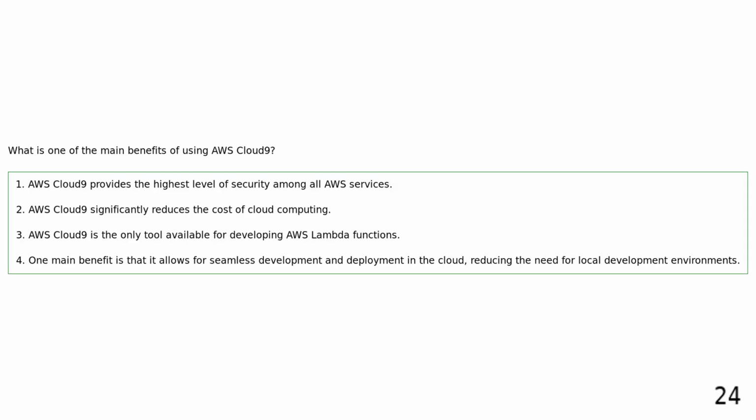What is one of the main benefits of using AWS Cloud9? AWS Cloud9 provides the highest level of security among all AWS services. AWS Cloud9 significantly reduces the cost of cloud computing. AWS Cloud9 is the only tool available for developing AWS Lambda functions. One main benefit is that it allows for seamless development and deployment in the cloud, reducing the need for local development environments. AWS Cloud9 simplifies cloud-based development and deployment, making local setups unnecessary and streamlining the development process.